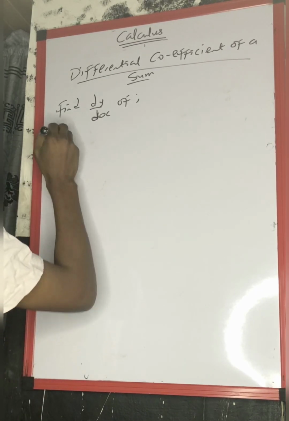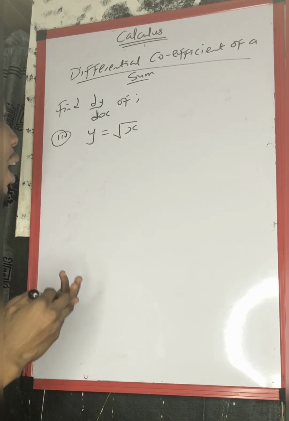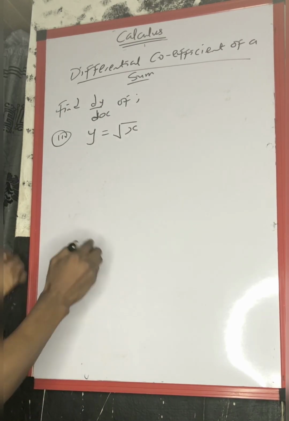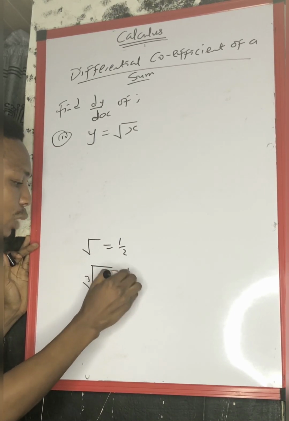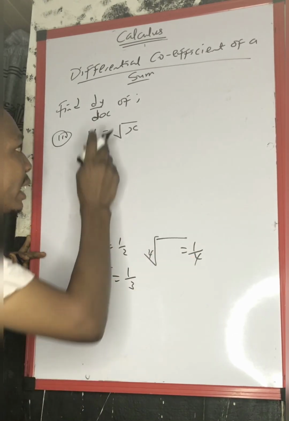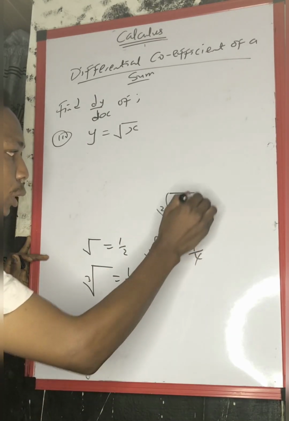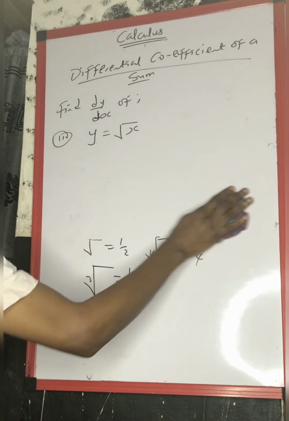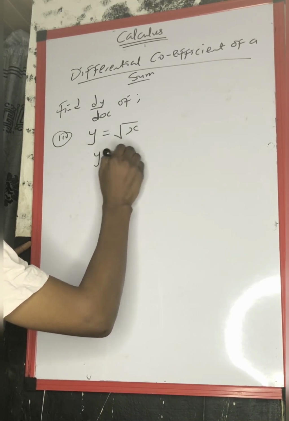So number 3 of it, if we have y equals root x. Whenever you have a question like this, you have to break down this word root. Anything root is taken as half. If it's cube root, it's taken as 1 over 3. If it's fourth root, it's taken as 1 over 4. This is taken as square root. Either you write it like this or the 2 remains invisible. So it's taken as 1 over 2. So from here, it becomes y equals x^(1/2).